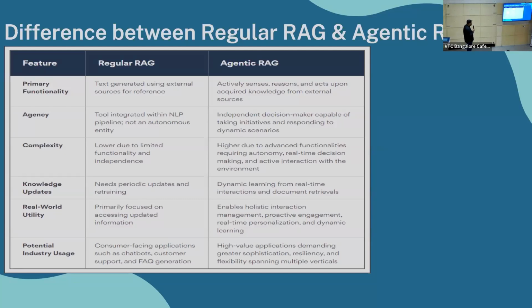And again, needless to say, it is used more in complex scenarios compared to a regular RAG. And one of the key features of AgenticRAG is dynamic learning.